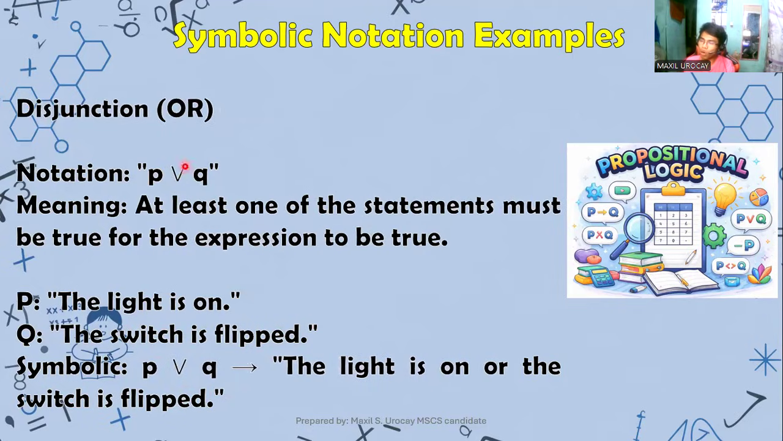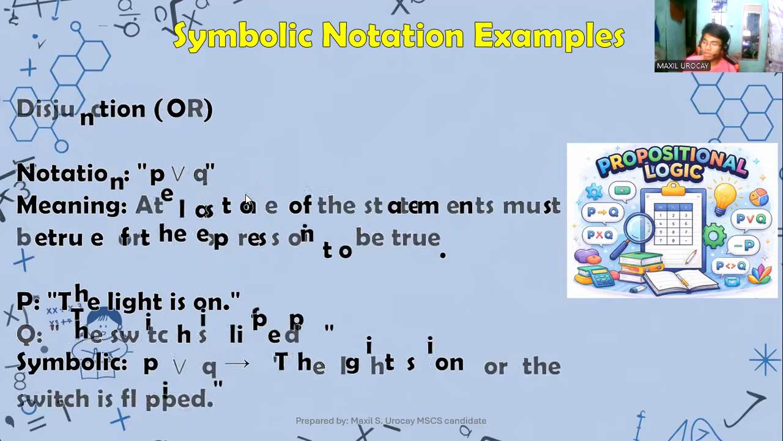Now, or is like a V. Meaning at least one of the statements must be true for the expression to be true. For example, the light is on or the switch is flipped. We'll begin with P or Q. The light is on or the switch is flipped. That's how it works.